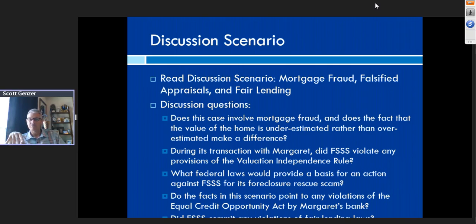All right, we get through that. There's a lot going on here. Let's start in the first paragraph. FSS solicits homeowners who are falling behind on their mortgage payments. They advertise online and in newspapers where there are high rates of foreclosure.